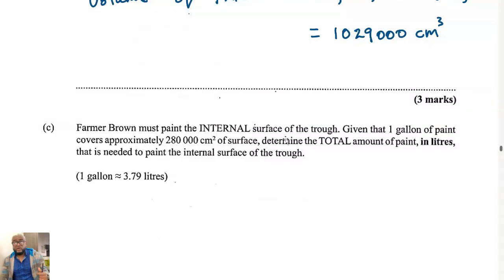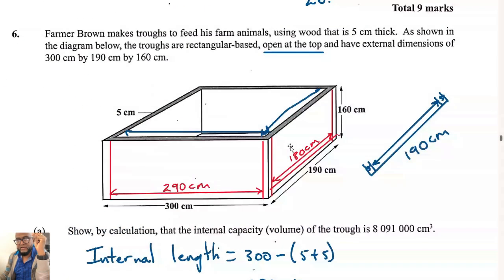So let me see what Farmer Brown is saying. Given that 1 gallon of paint can paint approximately 280,000 centimeters squared of surface, determine the total amount of paint in liters that is needed to paint the internal surface of the trough. First things first, let us find the area of the surface on the inside, right? You all know how to find area, right? How many rectangles do we need to find the area of? Let's see if you can visualize it. We are inside the box, eh?